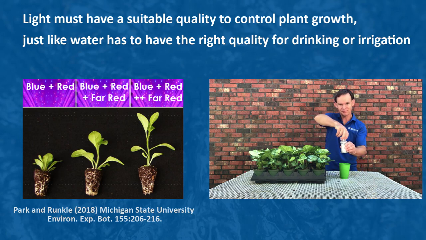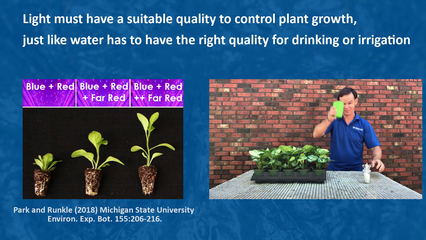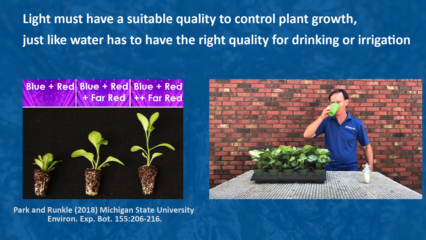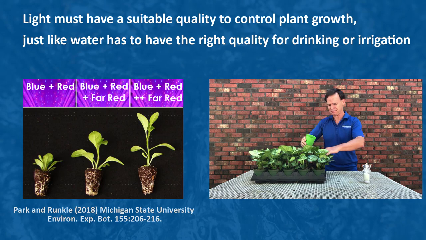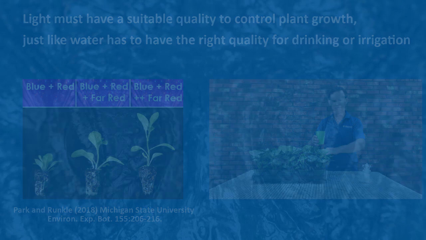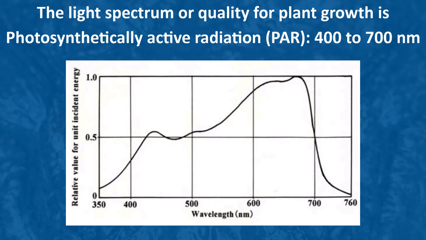Water quality is kind of similar. Salt water is not useful for drinking or for irrigation to plants. It is important to not just have enough water or light, the quality also matters. In the same way, only the light that's in the right spectrum, 400 to 700 nanometer wavelengths, is photosynthetically active radiation, or PAR light for short. Light outside this wavelength range has little direct effect on photosynthesis.